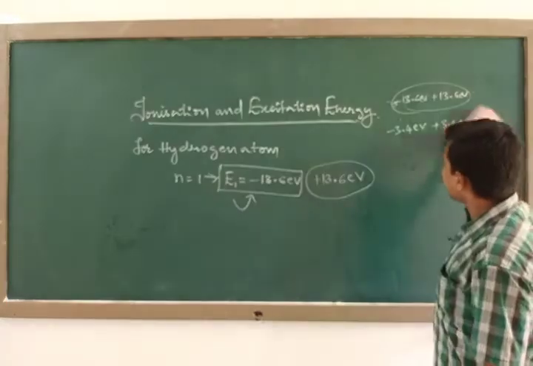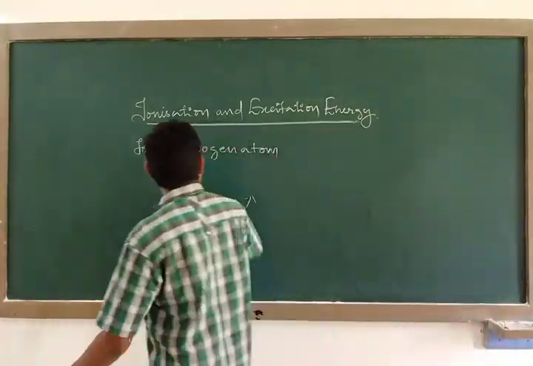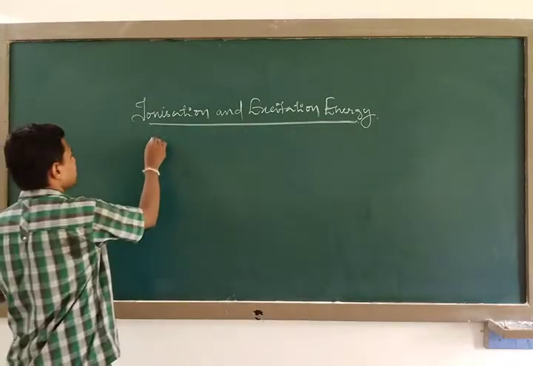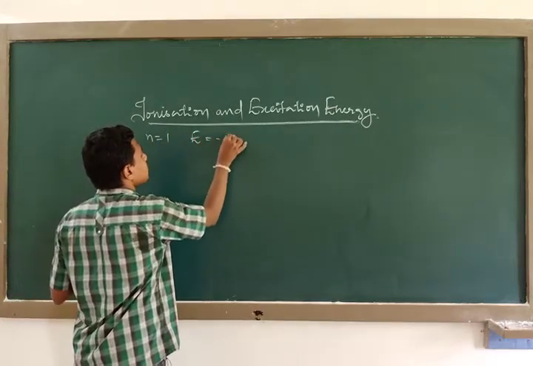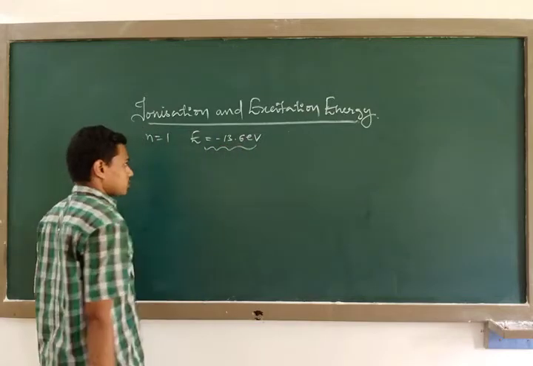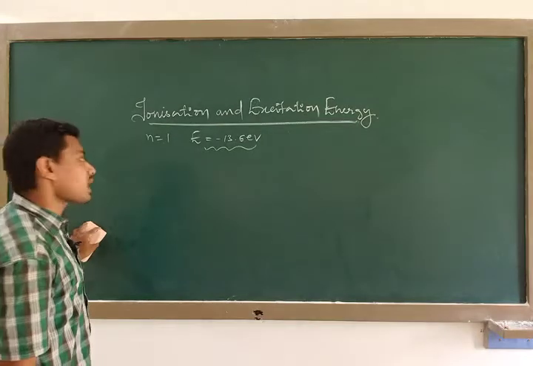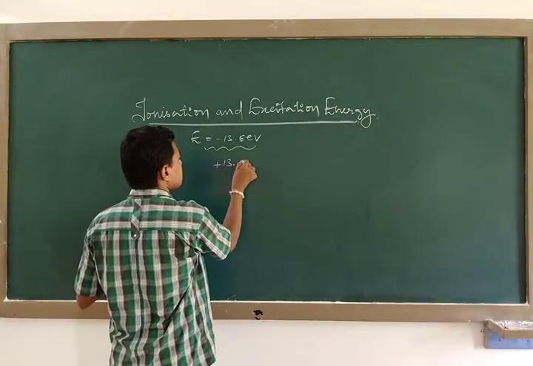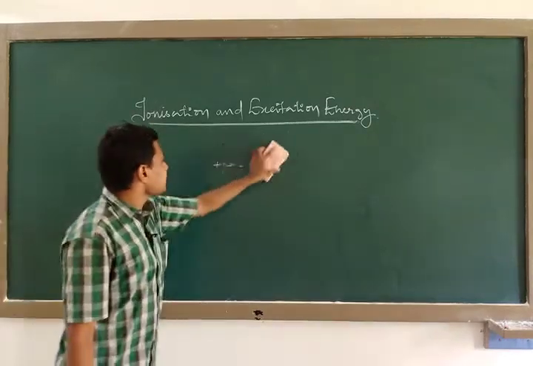Yes or no? So therefore, this is the ionization energy. Ionization energy for the ground state of a hydrogen atom is plus 13.6 electron volt. Why? Because for n is equal to 1, energy is equal to minus 13.6 electron volt. To free the electron from the minus 13.6 electron volt state to infinite distance, we need to supply the energy plus 13.6 electron volt.